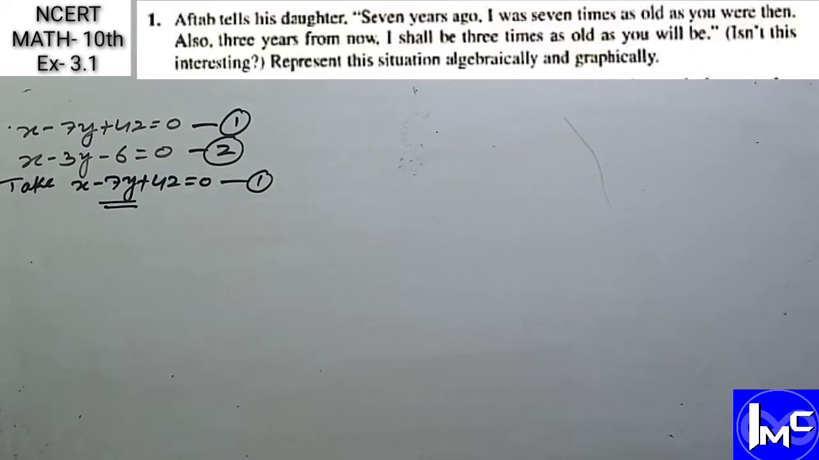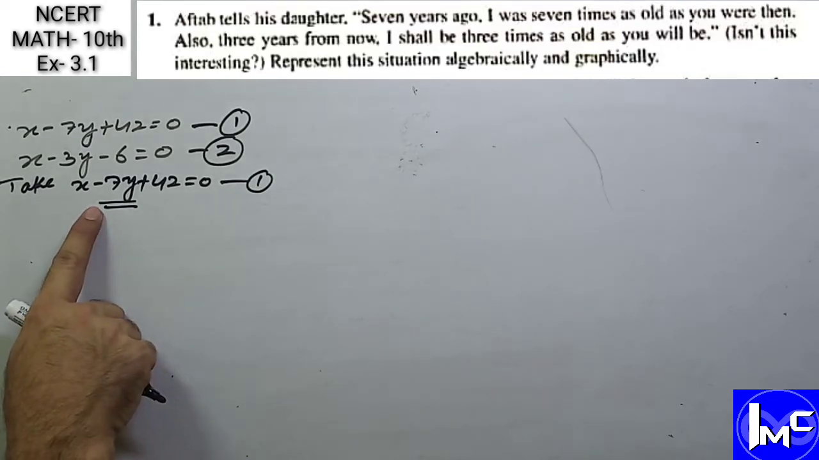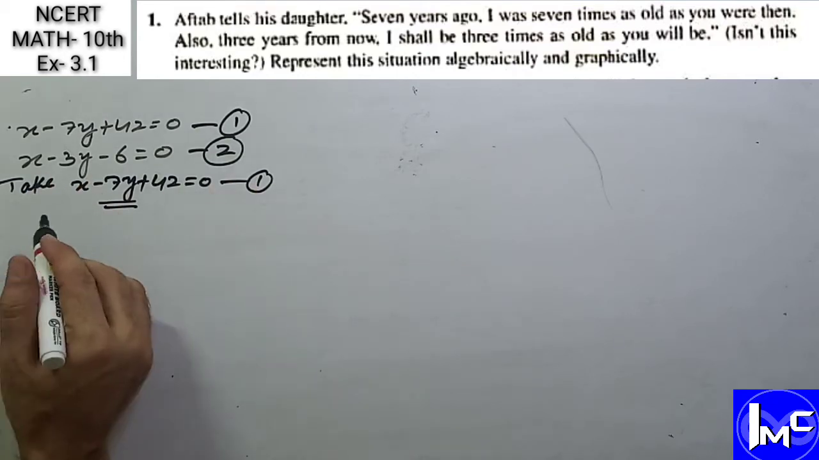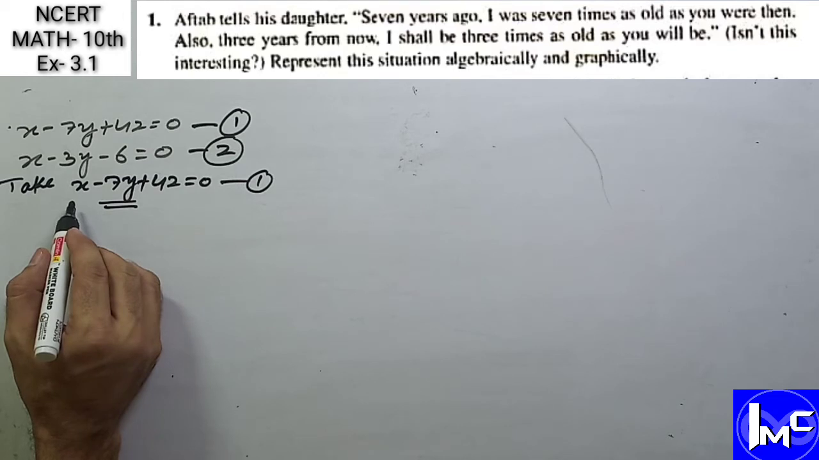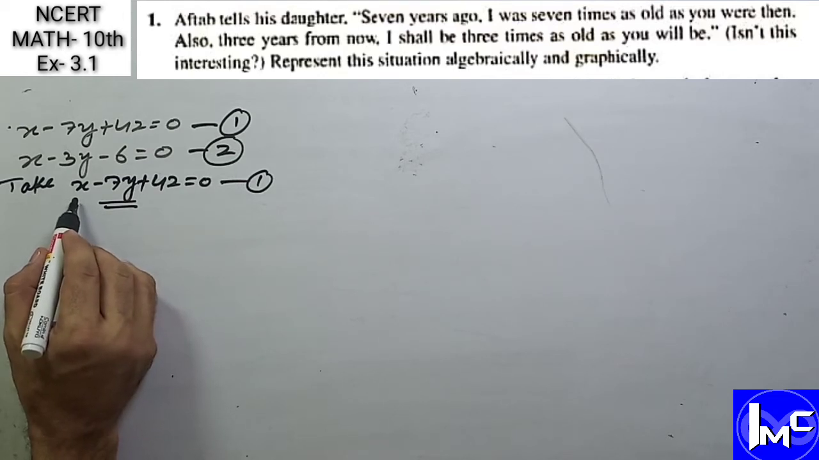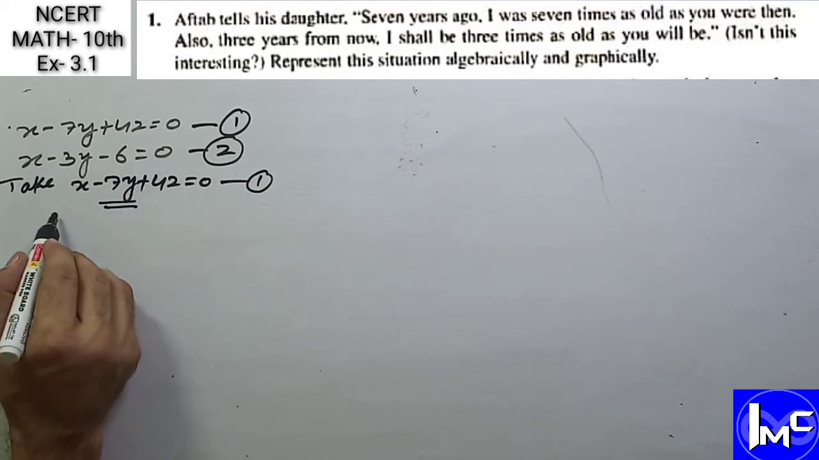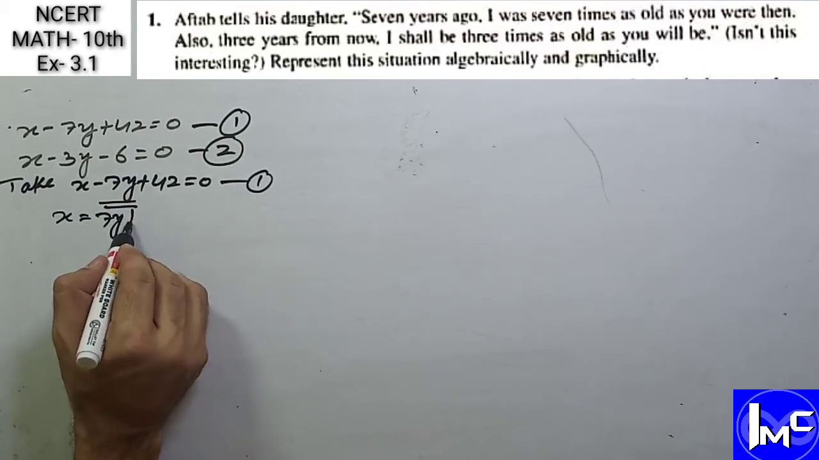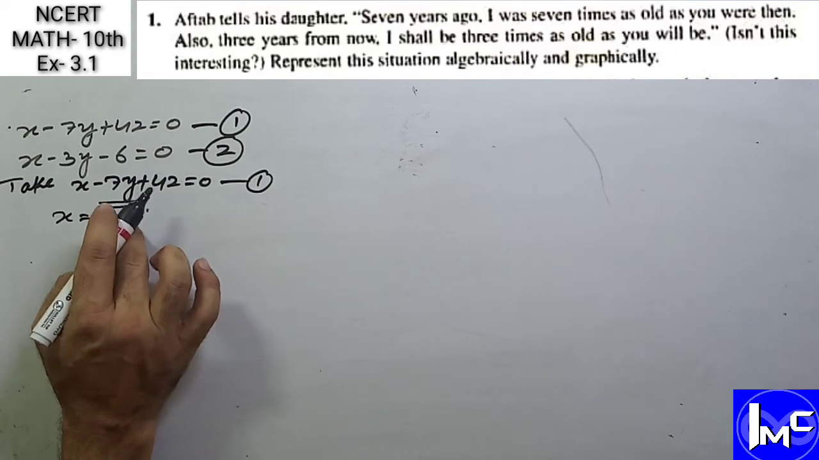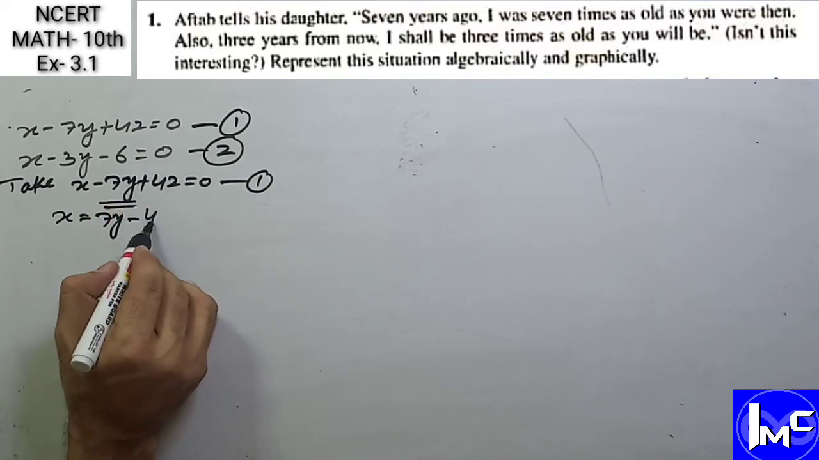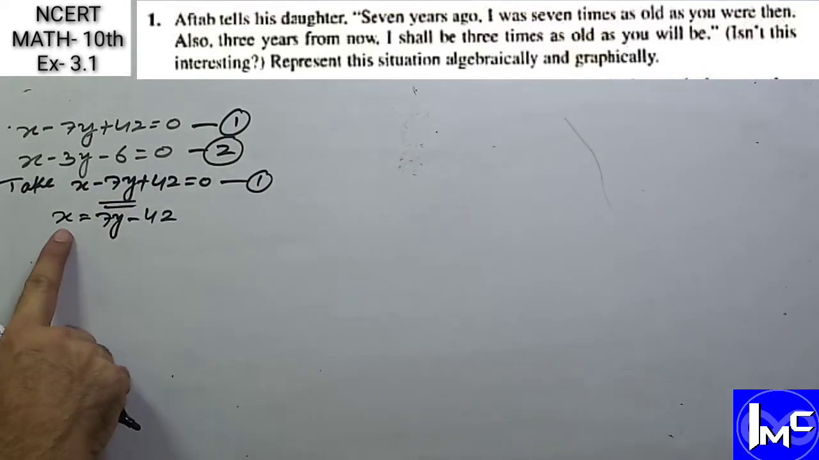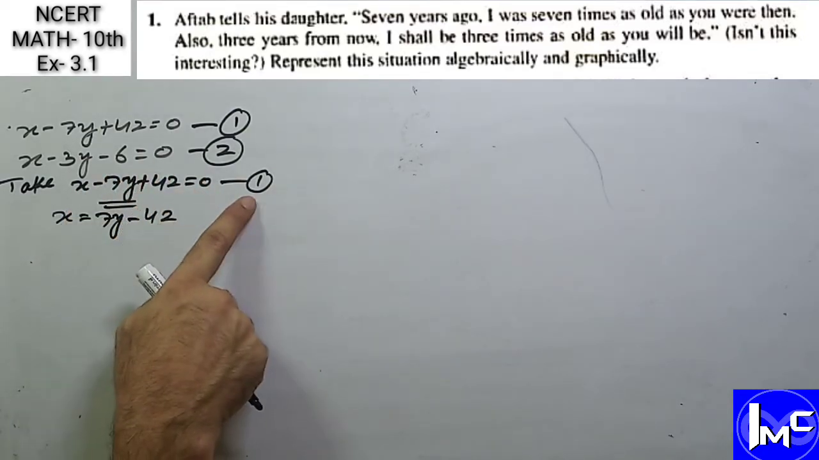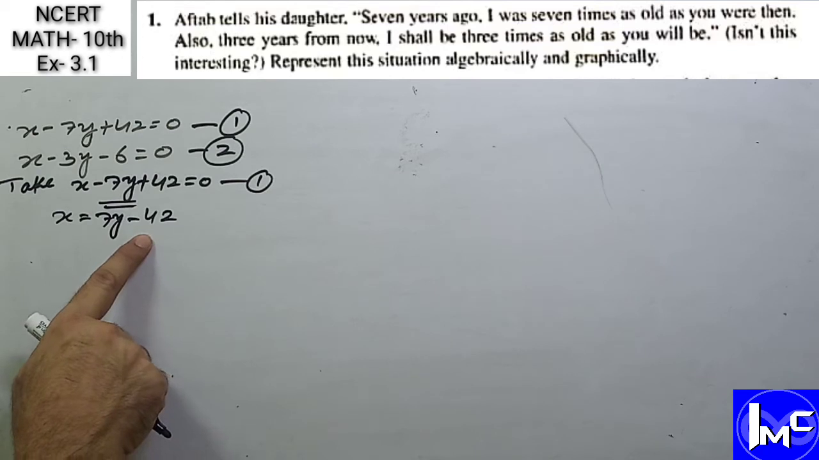Now represent this equation in a single variable, in the form of another variable. I will represent this equation as x in terms of y. That will be x is equal to 7y minus 42, since 42 will be shifted to this side and its sign will be changed.